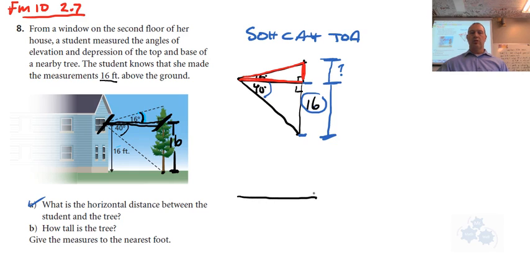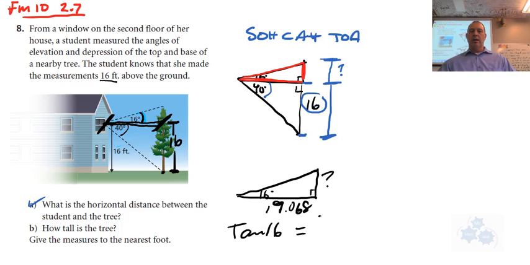here's the little triangle that's blown up just a little bit. This is 16, and this is what do we say? 19 feet, sorry, 19.068. We can use that whole decimal. And I'm going to find this. Does that look good? So again, what trig function is that? Tan. Opposite, adjacent. Very good. So tan of 16 equals unknown over 19.